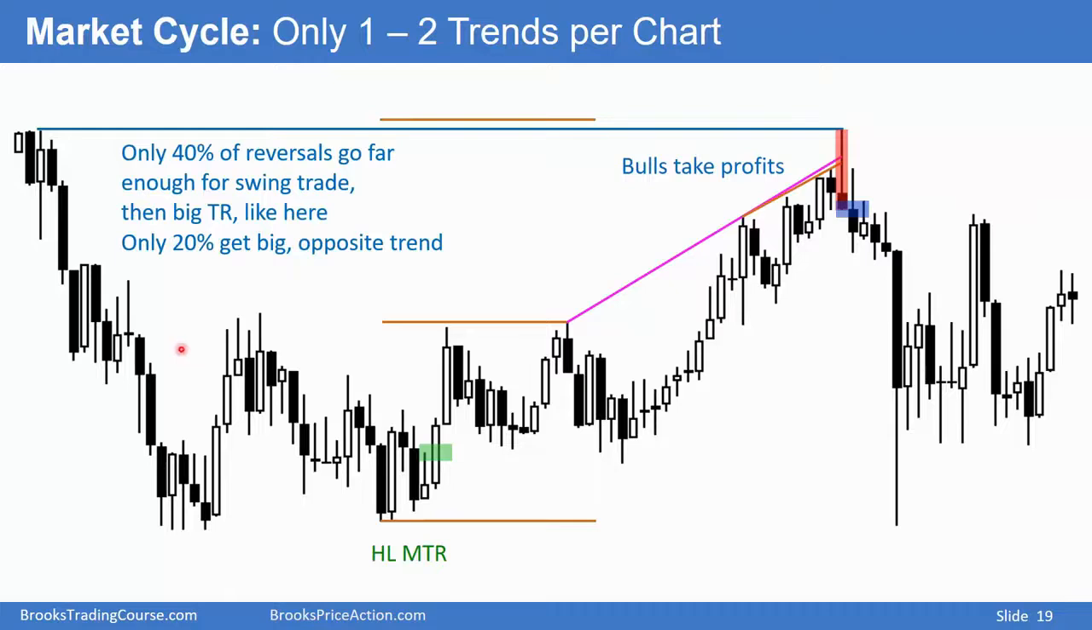Whenever you have a major trend reversal, here we have a bear trend, bull breakout, higher low, major trend reversal, 40% of the time you'll get a swing trade like this. And most of the time, the swing trade results in a big trading range. It evolves into a trading range. Only 20% of the time do you get a big trend out of a major trend reversal. You can get the end of the bear trend. 40% of the time, you'll get a swing up. 20% of the time, the swing will become a big bull trend. But 40% of the time, you get a swing up, and then the evolution into a big trading range.